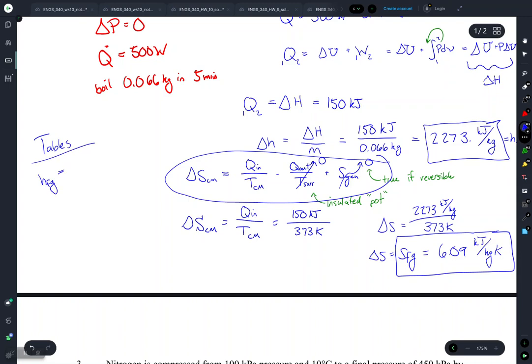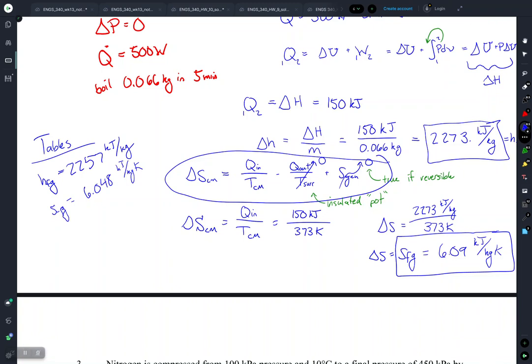HFG under these conditions is 2257 kilojoules per kilogram, and SFG would be equal to 6.048 kilojoules per kilogram Kelvin. So this is fake experimental data. I made it up so we weren't exactly right, but we're close-ish. And we can imagine doing more careful experiments to get more accurate information.